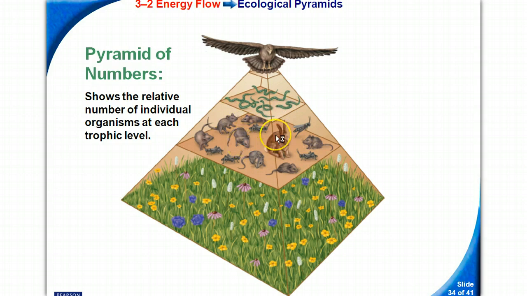All right, now, this number of first level consumers, which are herbivores, can feed this number of second level consumers, which are usually carnivores. All right, so the only way that this number of snakes can be supported is if there are this many rodents or food sources for it to eat. All right, and the only way that this number of rodents can live is if there's enough grassland to sustain it. All right, and then at the very top, it takes this many snakes to keep this hawk alive. So that's what you have to remember when you're looking at pyramid of numbers.